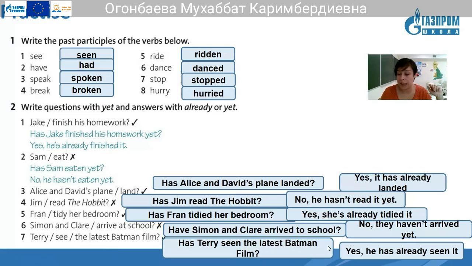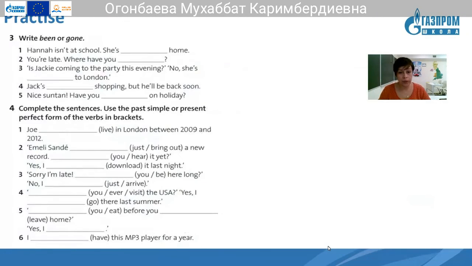already seen it. So once again, the structure of present perfect is the auxiliary verb have or has. We use has for the third person singular plus participle 2, the third column of the irregular verb chart. Well, been and gone, guys. I hope we have time to practice this exercise. Otherwise, you have to do it yourself.